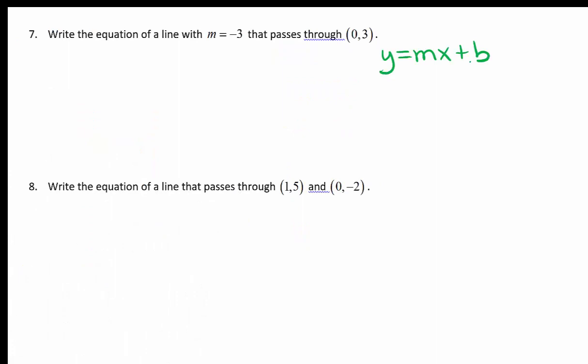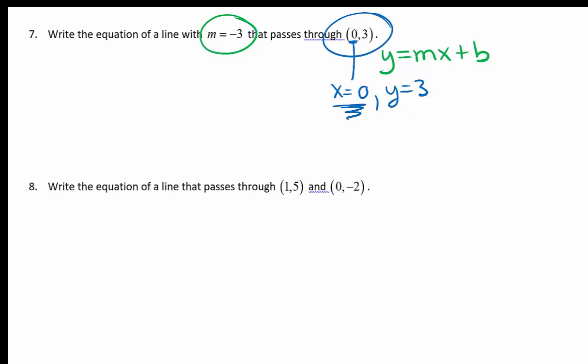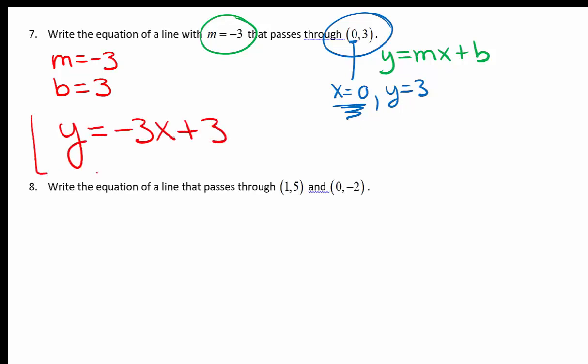So we can also use this information to write equations of lines. If we know the slope, so I want to write the equation of a line with a slope of -3, and if I know the y-intercept. If my line passes through the point 0, 3, that tells me when x is 0, y is 3, that is the y-intercept. The y-intercept always has an x value of 0. So if m is -3, and then my y-intercept is +3, using my formula, my equation has to be y equals -3x plus 3.